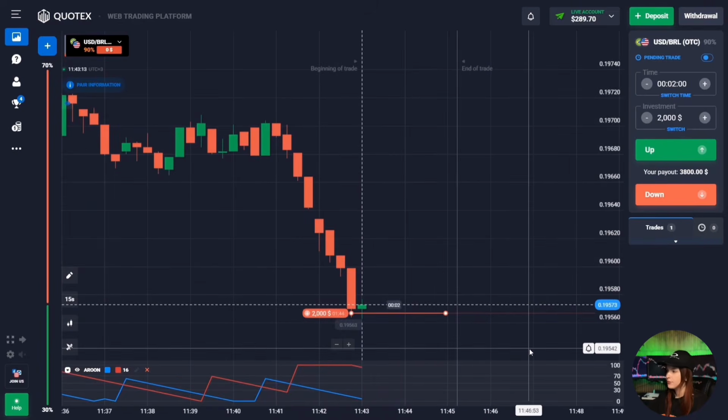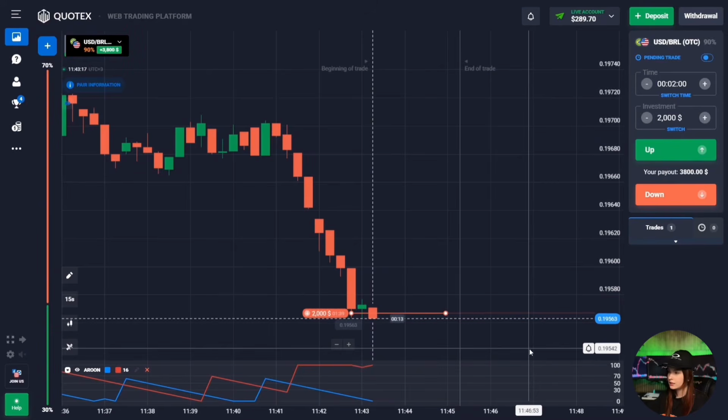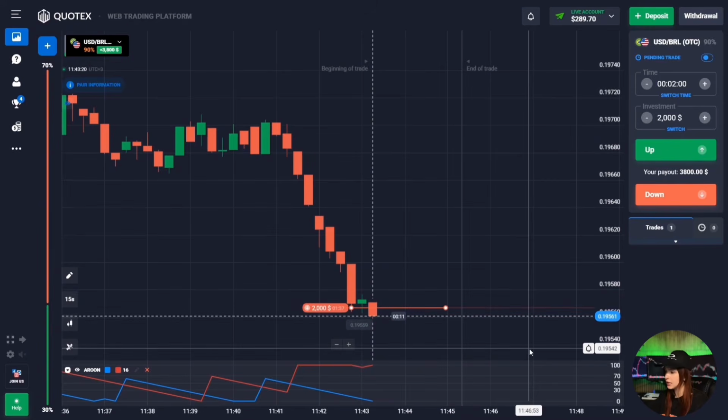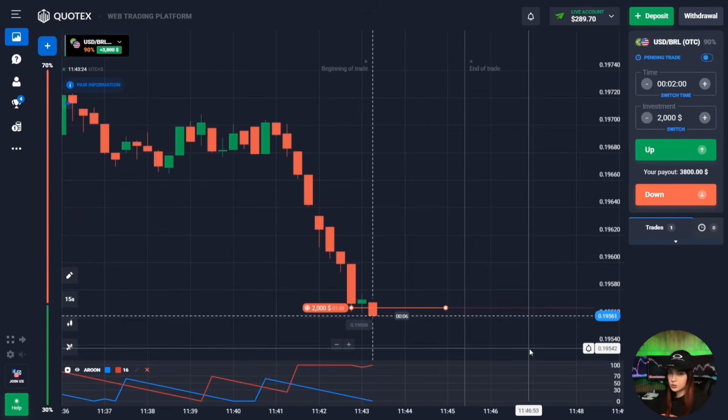in red candles. I believe that a 2-minute deal should be sufficient in this case, taking into account possible sideways movement or a minor pullback upward. So guys, let's wait for the result.